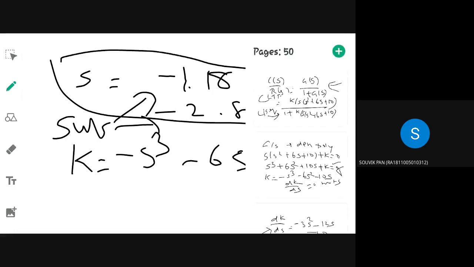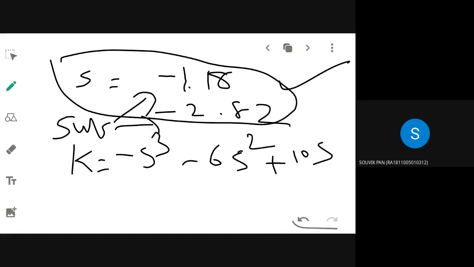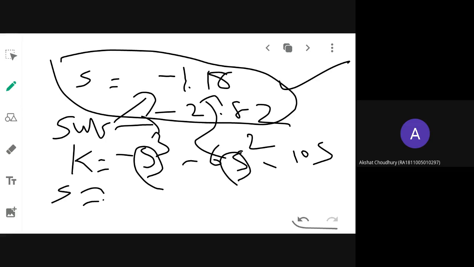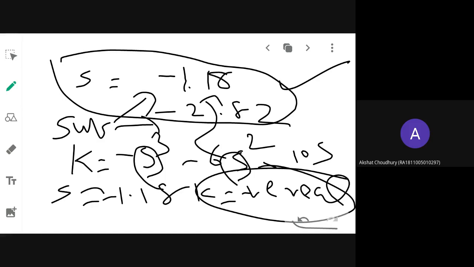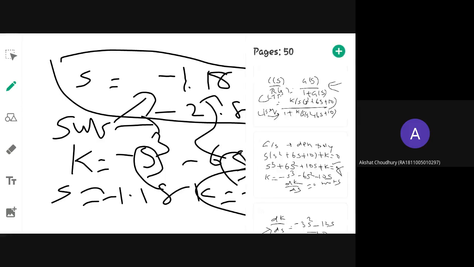Okay, minus 10s, 6s square minus 10s. Okay, this is your k, correct? Yes, ma'am. So in this you have to substitute at all places of s these two values. For s equal to minus 1.18, check whether k is positive real. Check by substitution. That way only you will be able to find the breakaway or break-in points.